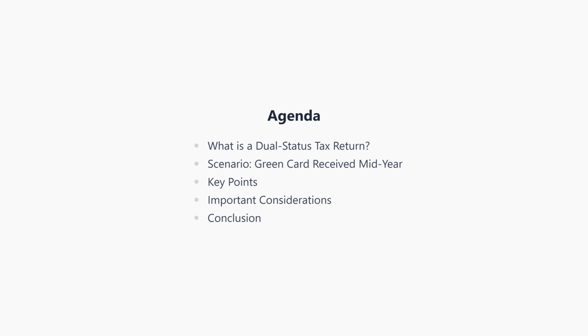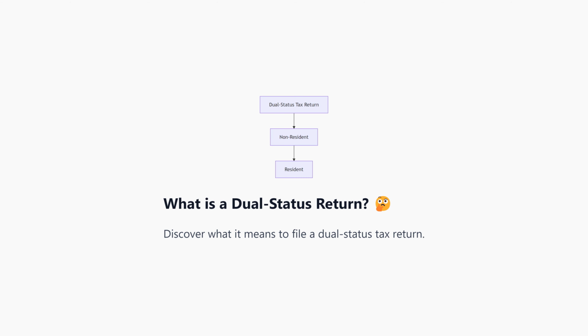We'll start with understanding what a dual status tax return is, followed by a specific scenario for green card holders receiving their cards mid-year. We'll then go over some key points, important considerations, and conclude with a summary of the topic. Let's dive into the concept of a dual status tax return.